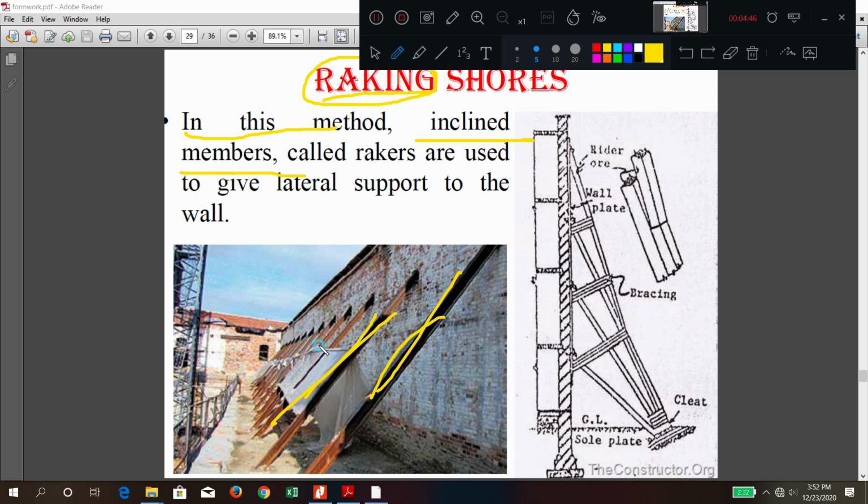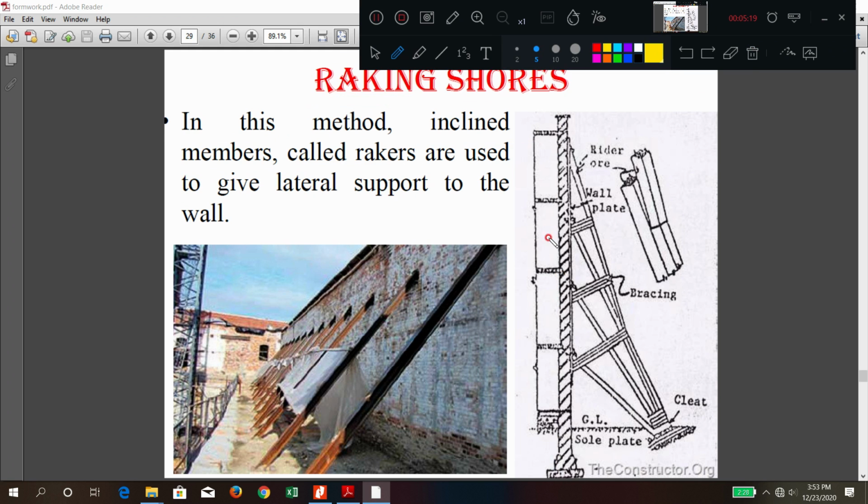These are called rackers, to give lateral support to the wall, wherever they are fixed. This is the pictorial representation in the textbook. You can see here, this is the cross section of the wall. Here the inclined rackers are there. All these inclined members are called what?